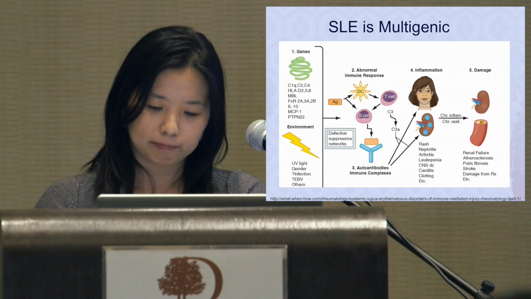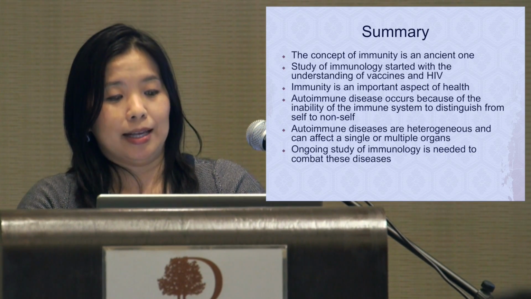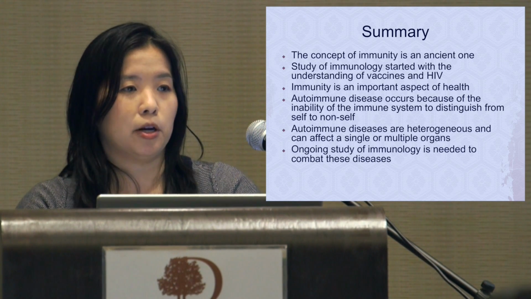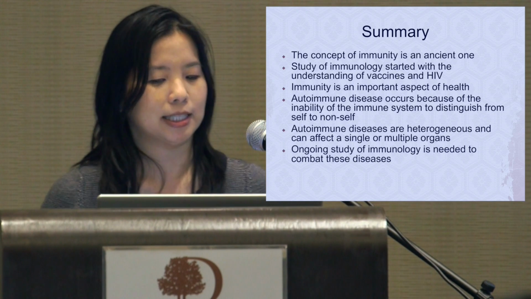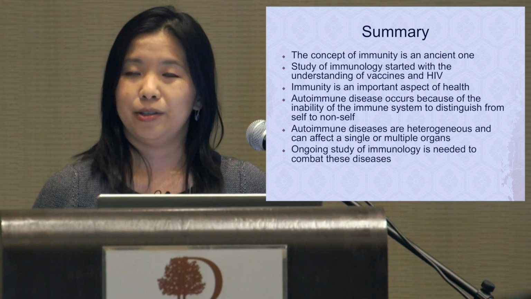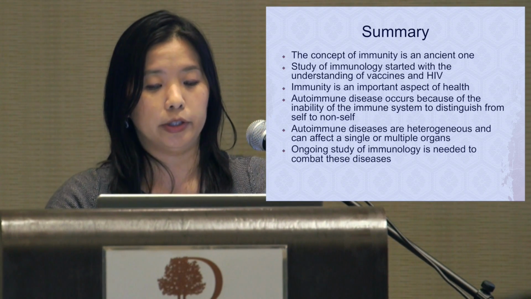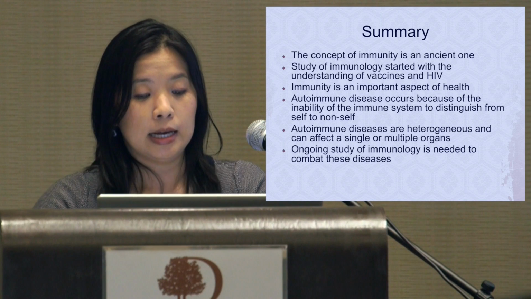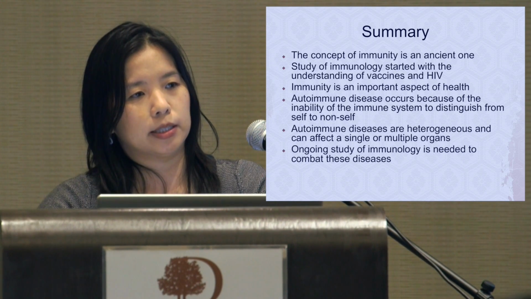All right? And then in summary, the concept of immunity is an ancient one, but the study of immunology didn't really come about until HIV came. We understood a little bit about HIV, the human immunodeficiency virus. Immunity is extremely important, but it can cause problems too, when it cannot distinguish itself. And it's so heterogeneous. We don't know what the origins are and everything.